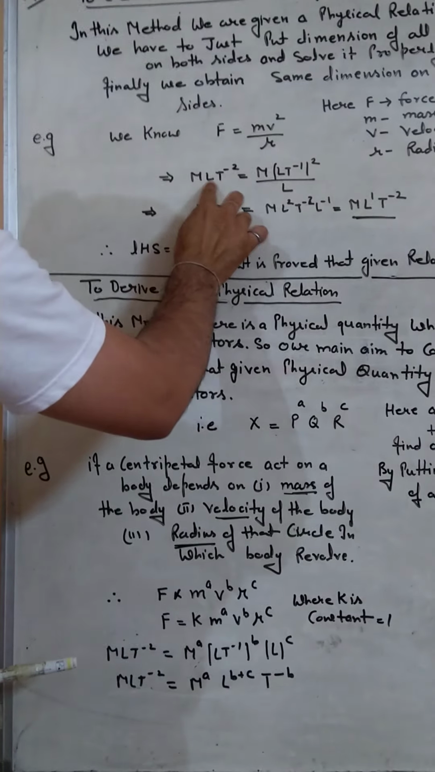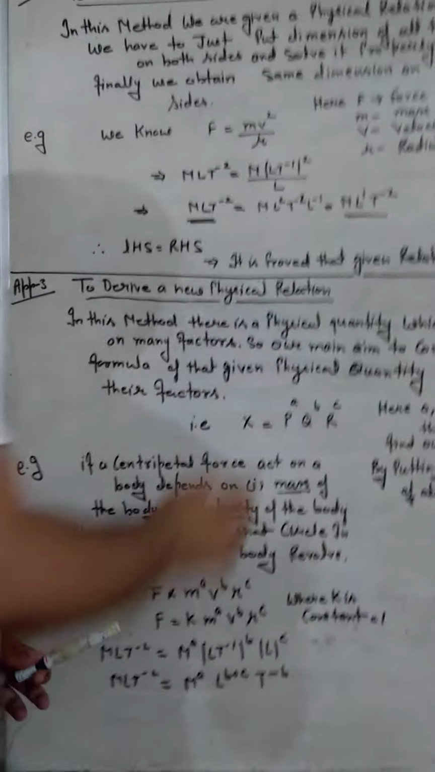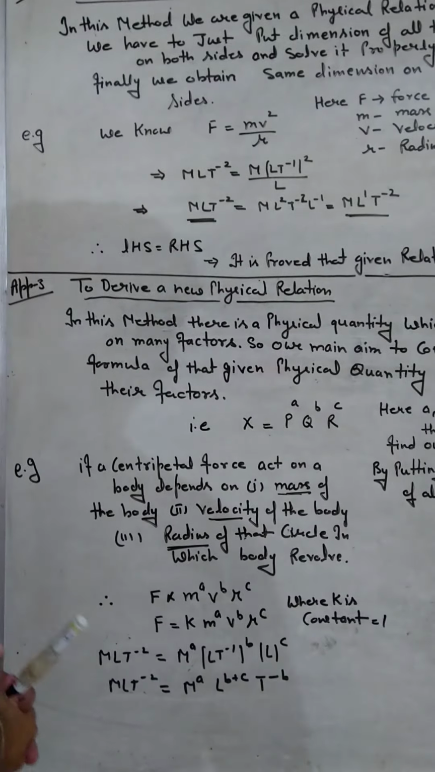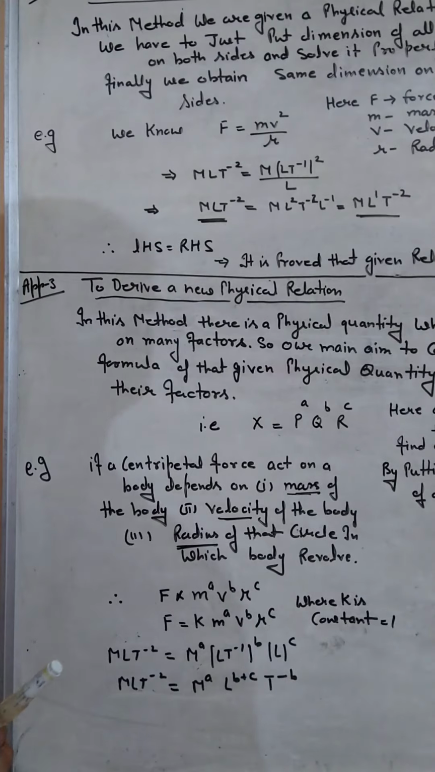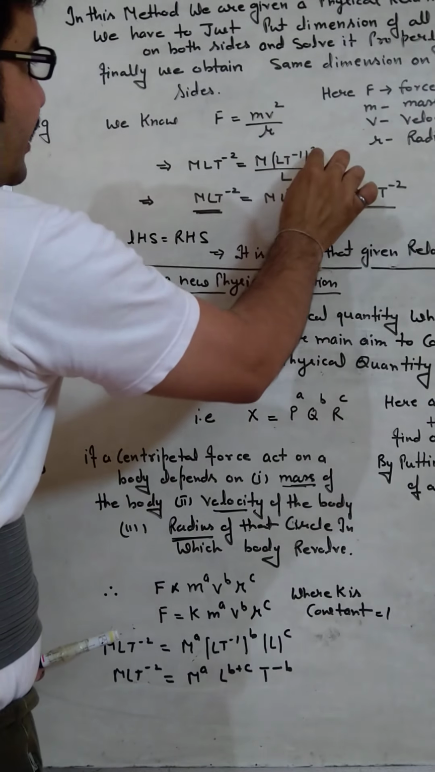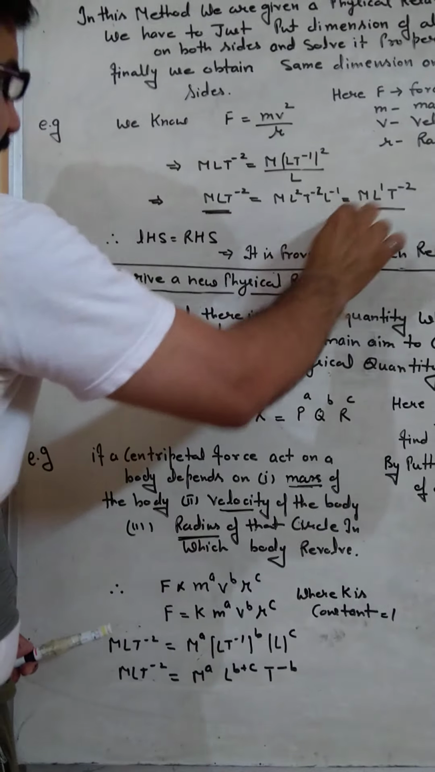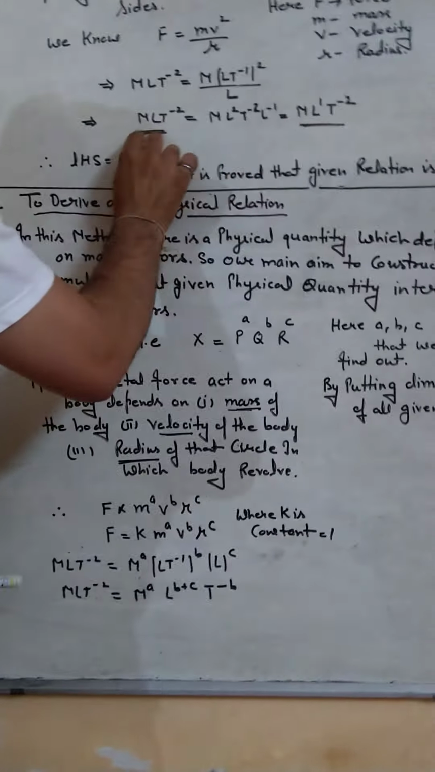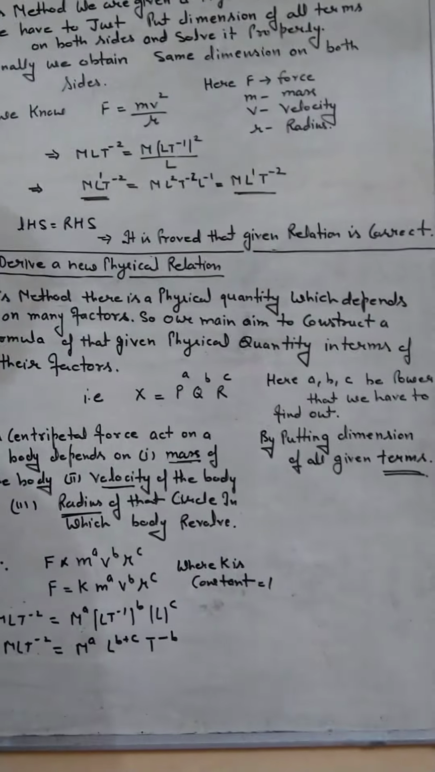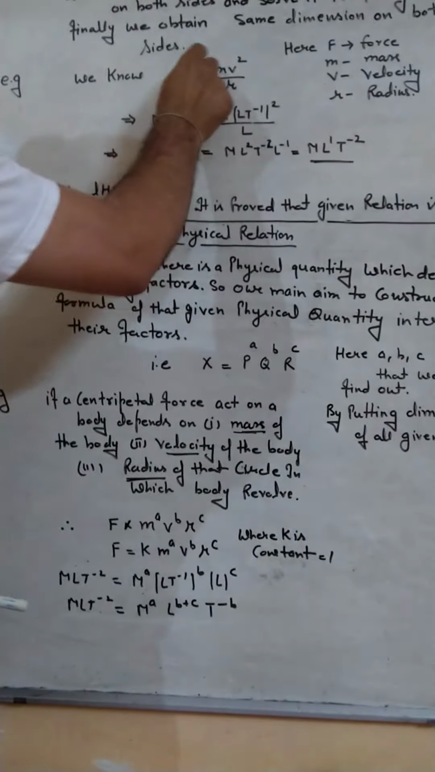Since we know force has dimension MLT^-2, and mass is represented by capital M, velocity has dimension LT^-1, but there is a square, so we have to put the square, and divide by length, because radius is a distance and distance is measured in length. Now if we solve properly, it will be the same, right? MLT^-2 as usual, but M^1 L^2 T^-2 divided by L^2 will cancel out, it will be M L^1 T^-2. Now in that relation we see MLT^-2 and ML^1T^-2. It is the same. So the left side is equal to the right side.